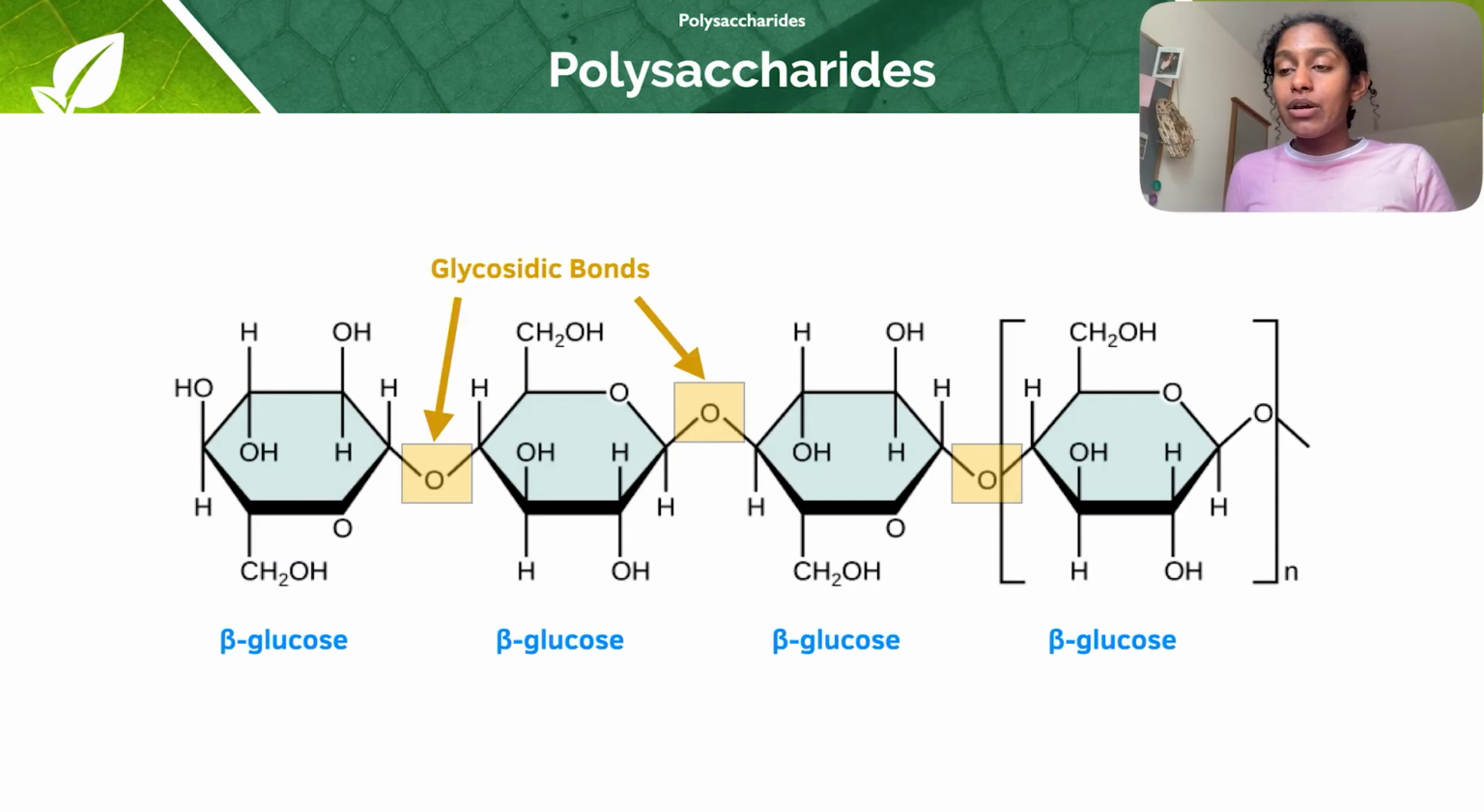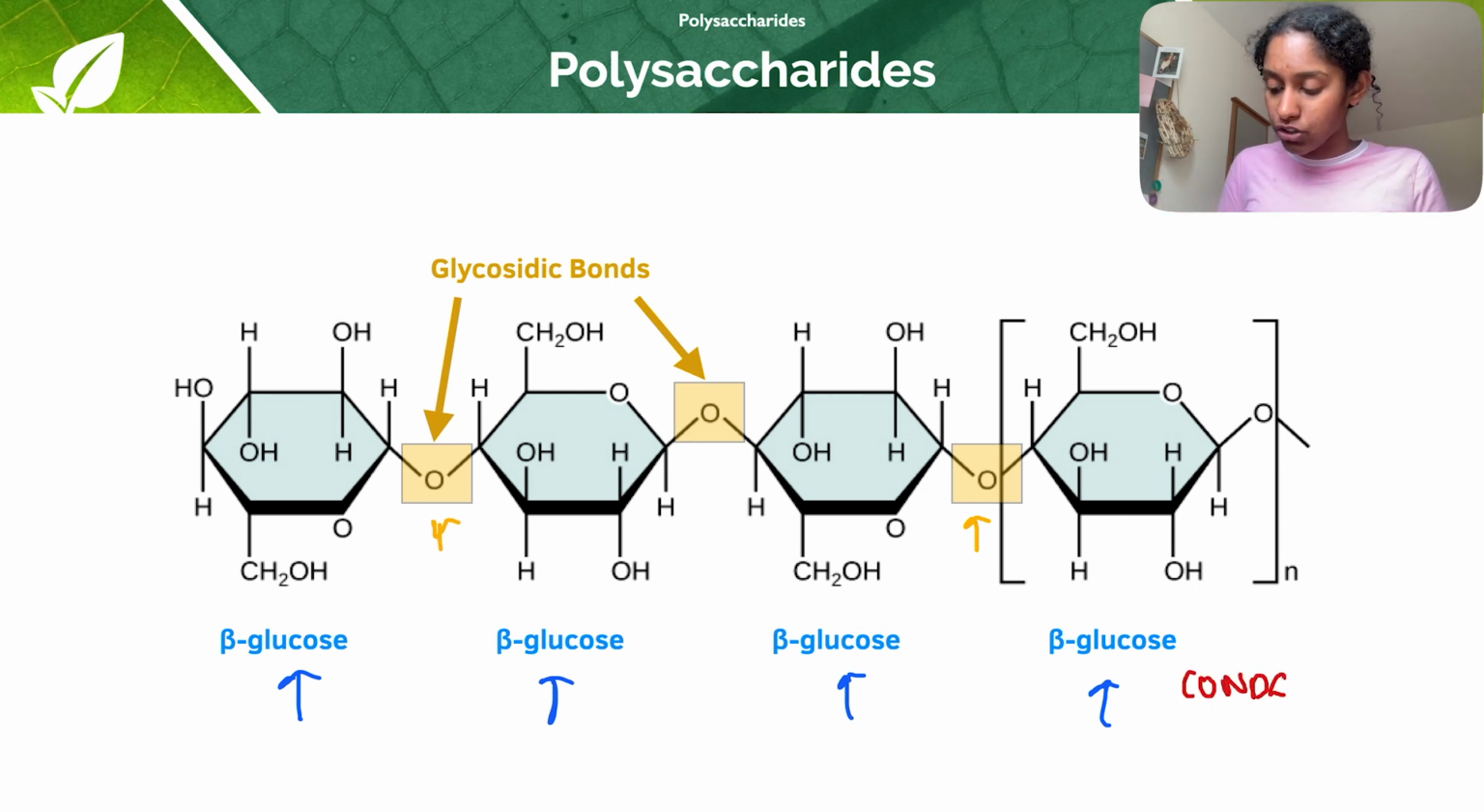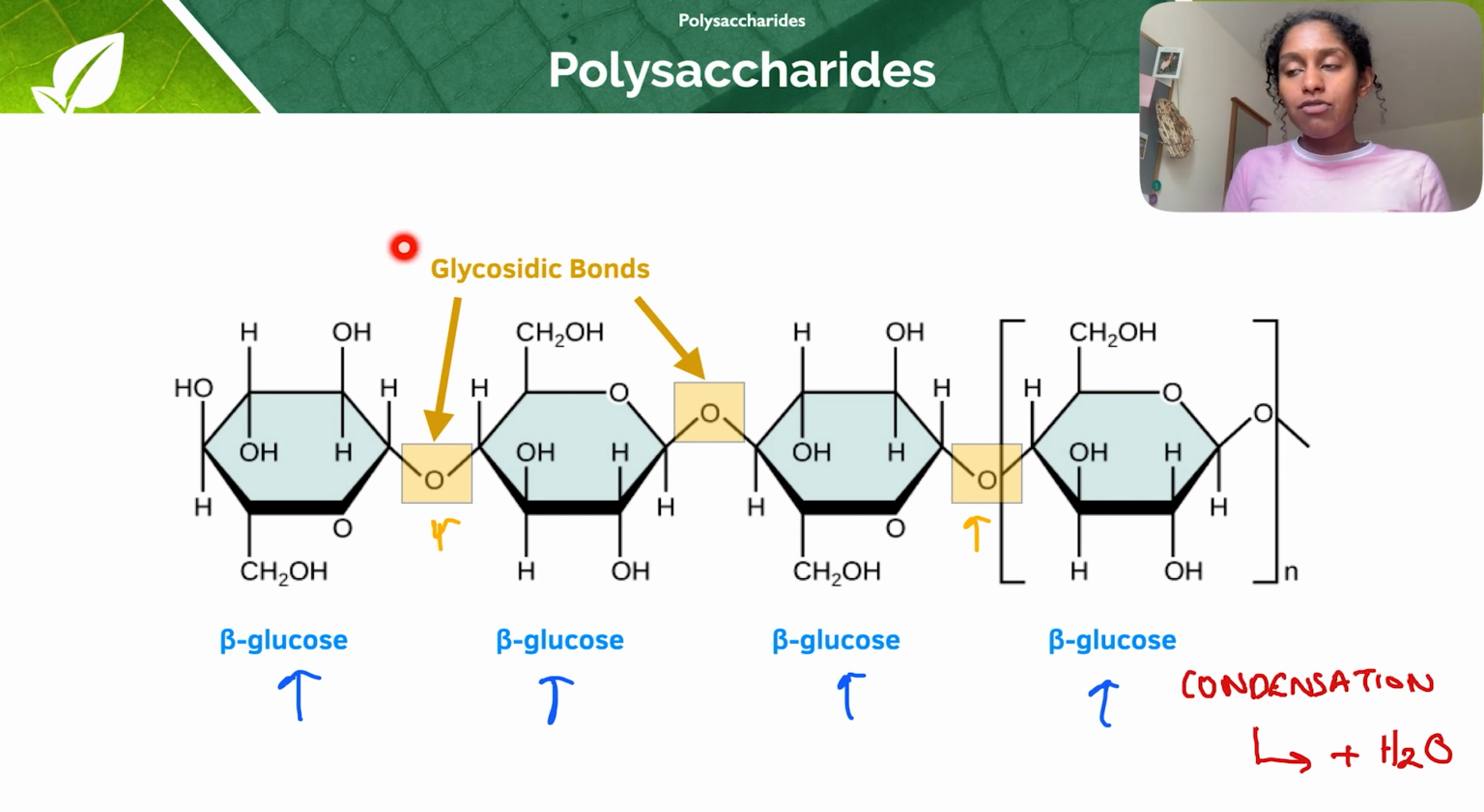Okay, so remember, these are all our monosaccharides here. These are our glycosidic bonds. And we've joined these together in a process of condensation. That's our reaction, a condensation reaction. Therefore, we've also produced water. And as a result, we get this lovely chain of polysaccharides.